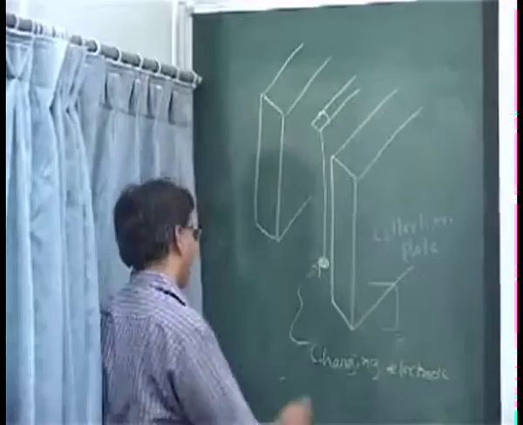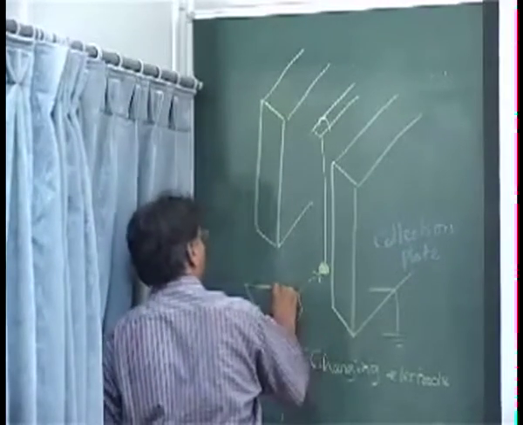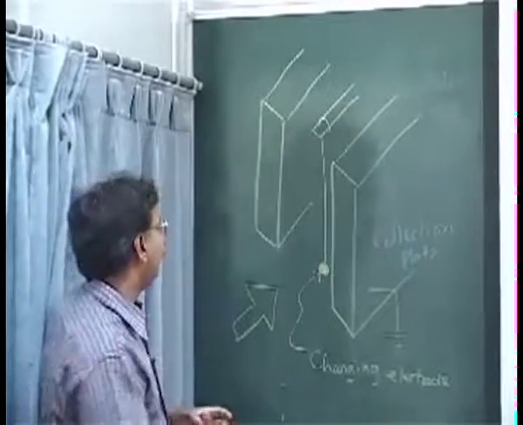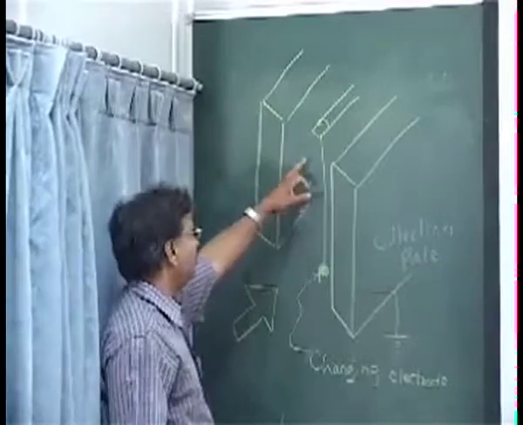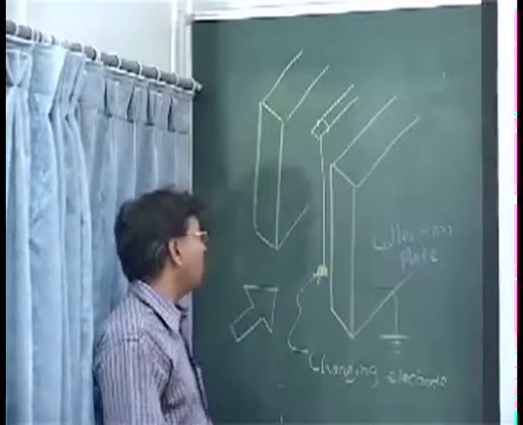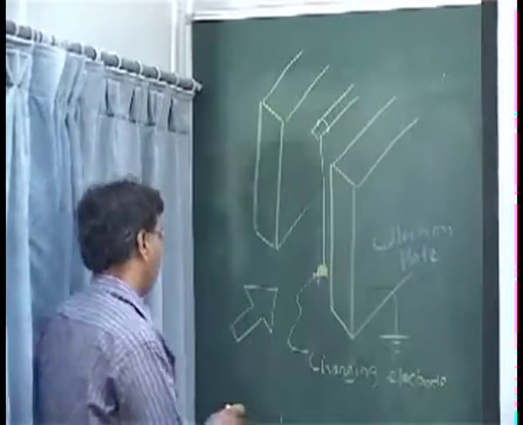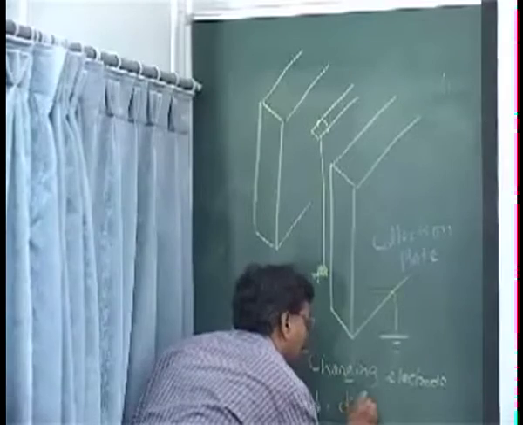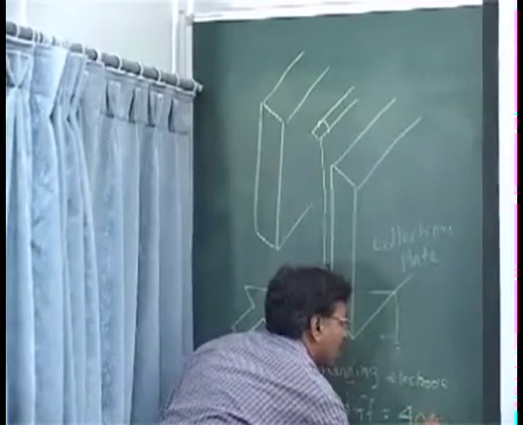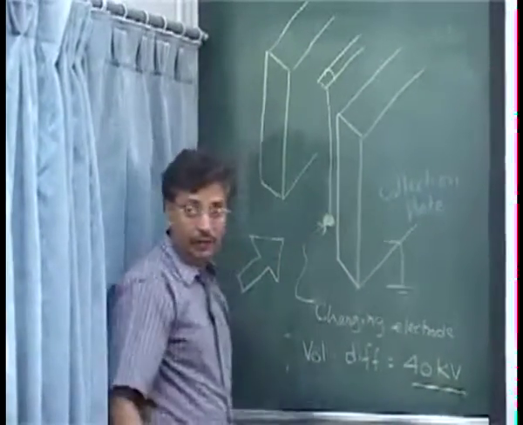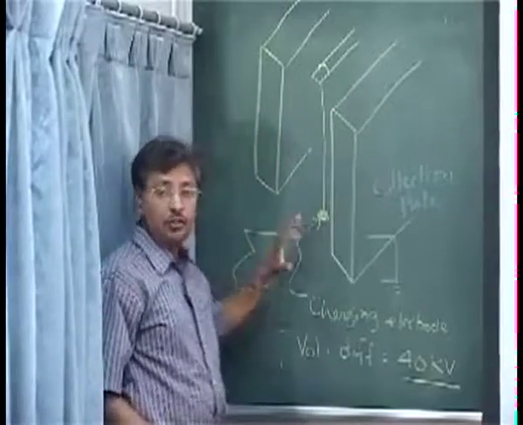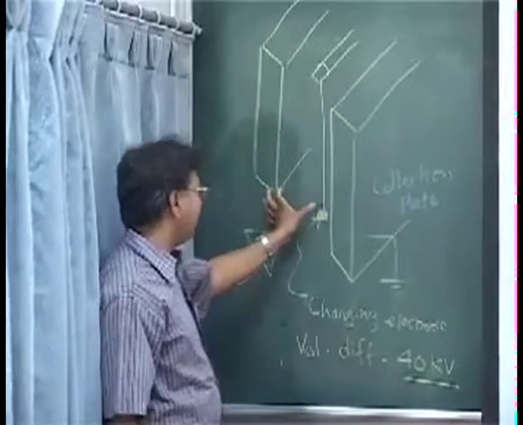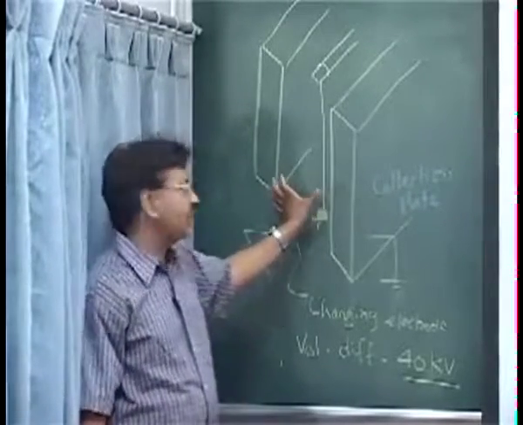Your dirty gas is entering in between these two parallel plates. What will happen? The voltage difference between the plate and this electrode is about 40 kV, and this is generally negatively charged. It could be positively charged also, but generally it is negatively charged. And the distance we are talking about is about 3 to 4 inches between these two plates.